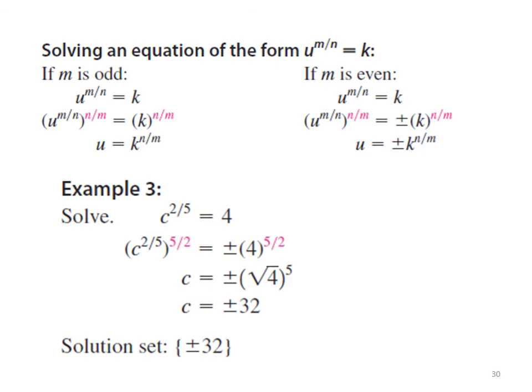Now again, here when you multiply the inside and outside power, you should get 1, c to the power 1. The two solutions are minus or plus 4 raised to the power 5 over 2, which is just the square root of 4, everything raised to the power 5. And there's two solutions: minus or plus the square root of 4 raised to the power 5. The square root of 4 is just 2, and 2 raised to the power 5 is just 32, so your two solutions are plus or minus 32.